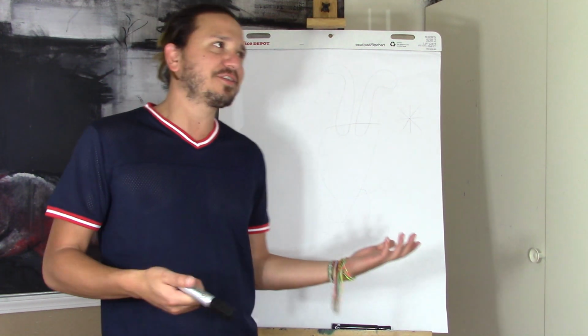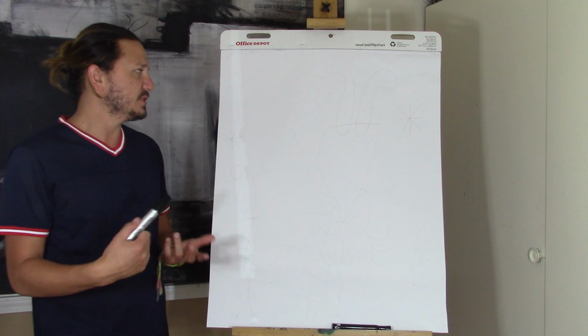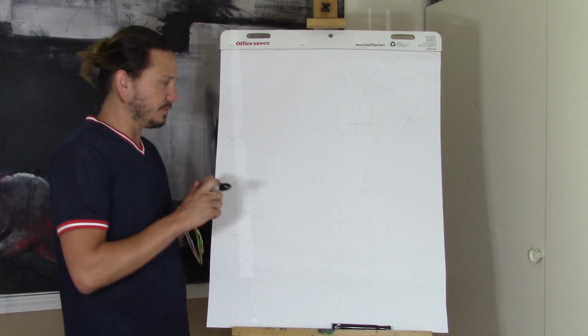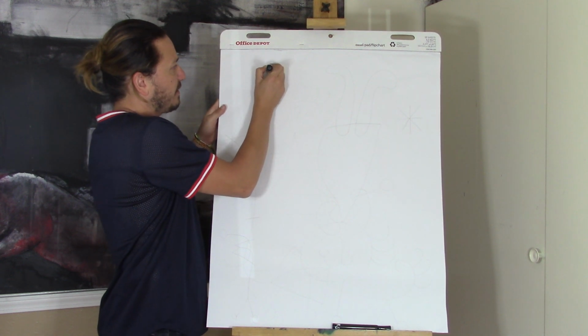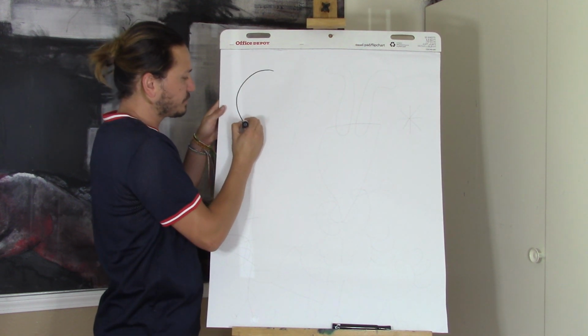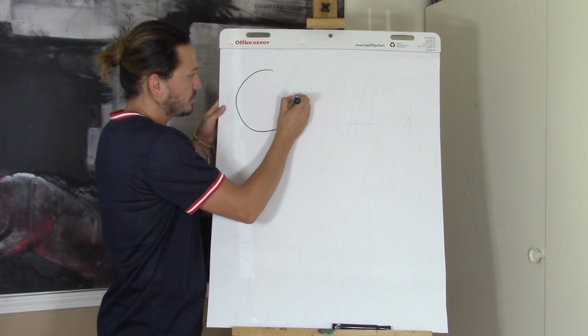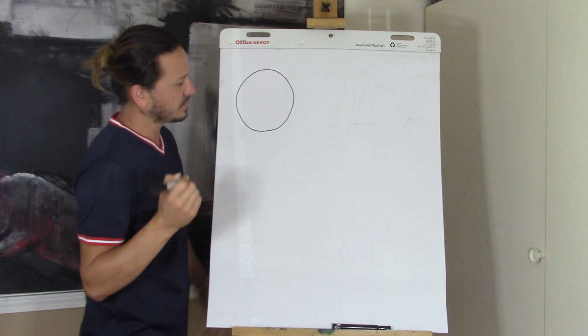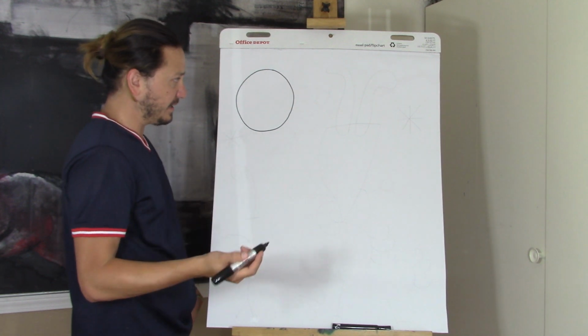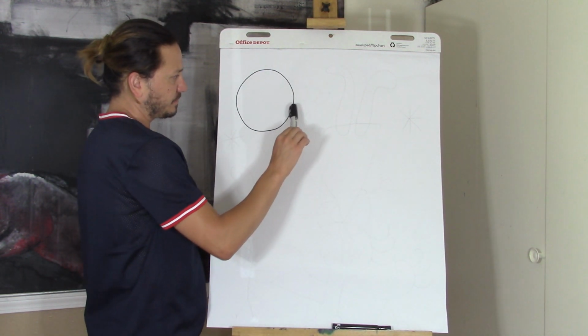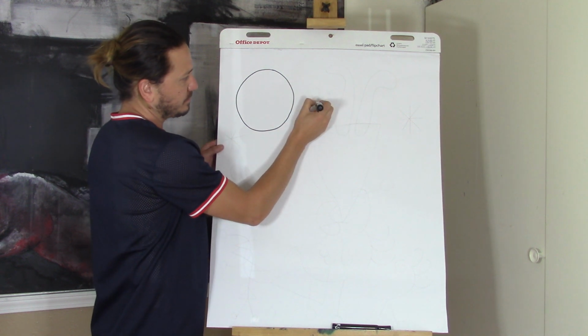So let's get started. The first thing that we're going to do is start by drawing a circle. A lot of his paintings were just either circles or rectangles and things like that, and you'll see as we go along. So there's a first circle, then we're going to add another circle that's going to overlap this one.